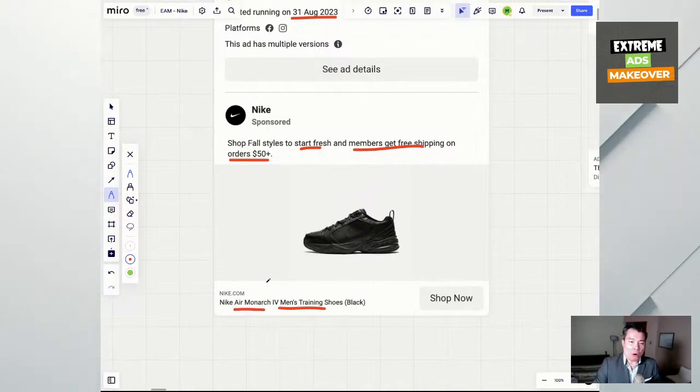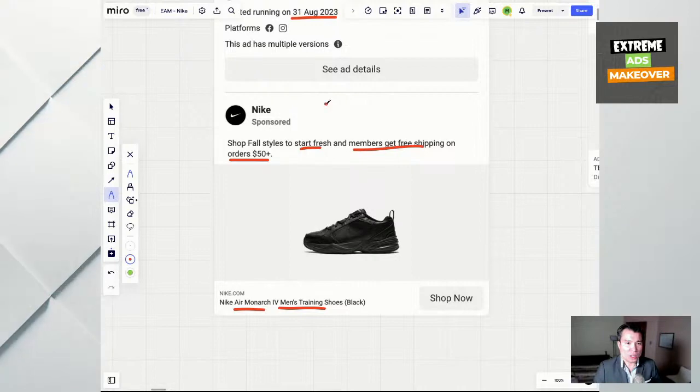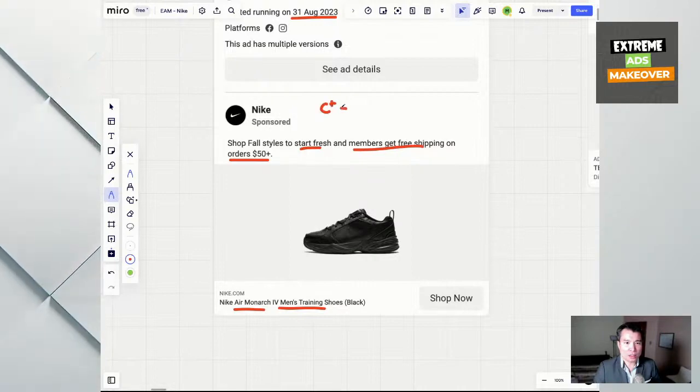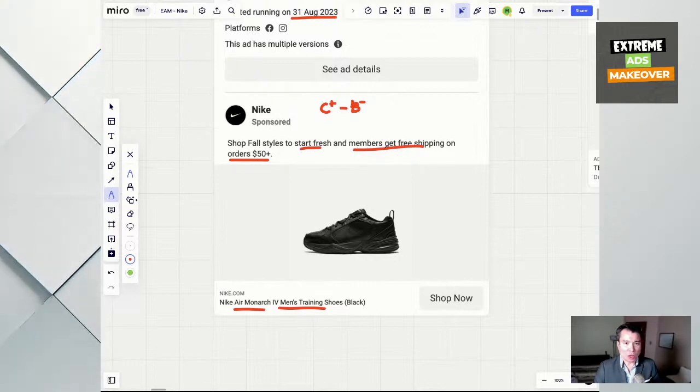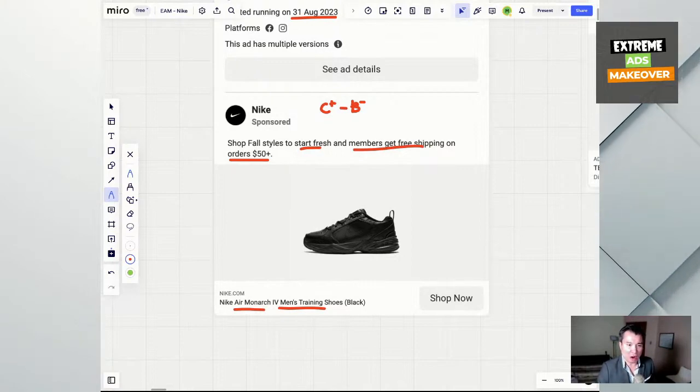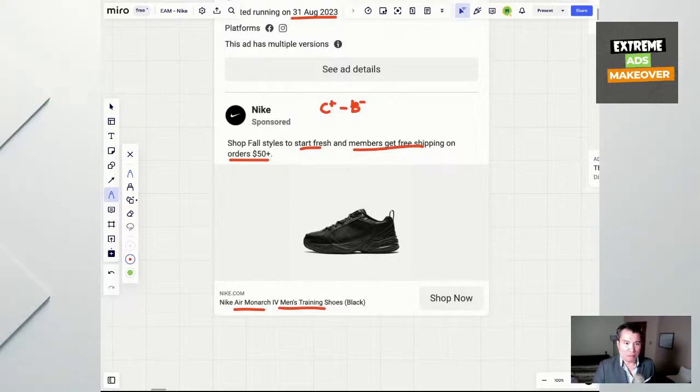So overall, I would give this ad maybe between a C plus and a B minus. And here's why. As you realize, the text or the body is more about shop for style to start fresh. And it doesn't really tell a story about the Air Monarch number 4. And that's where I'm getting disappointed.